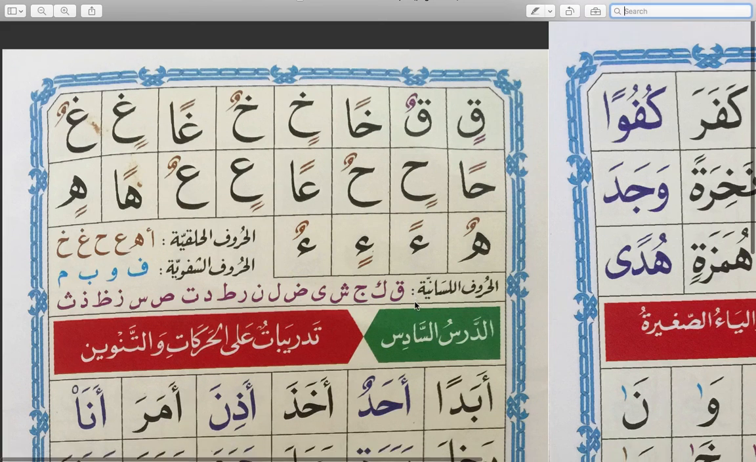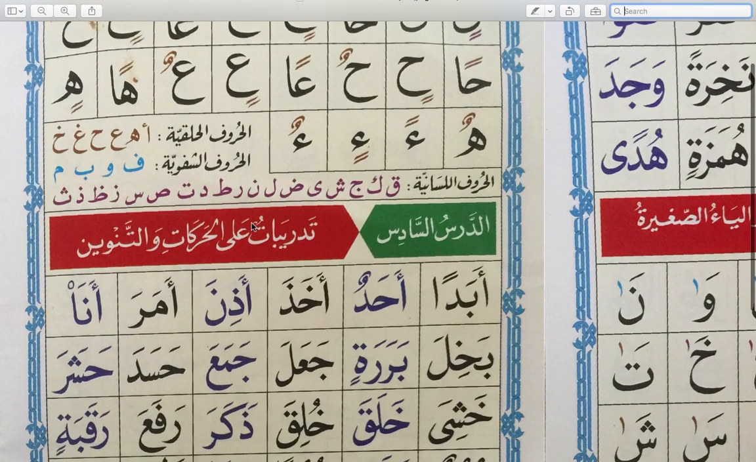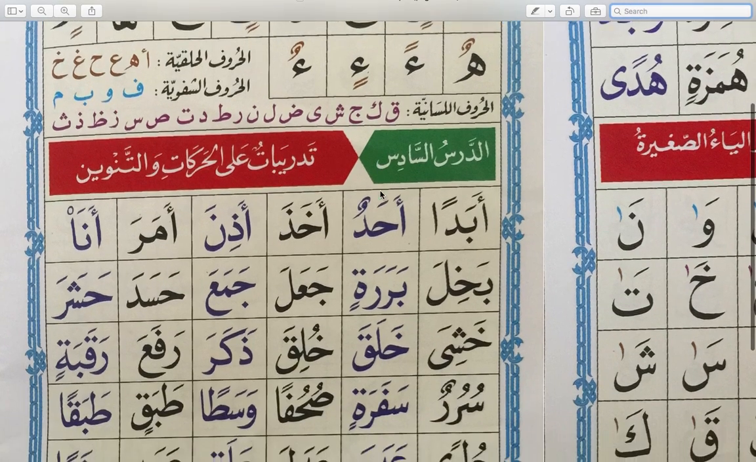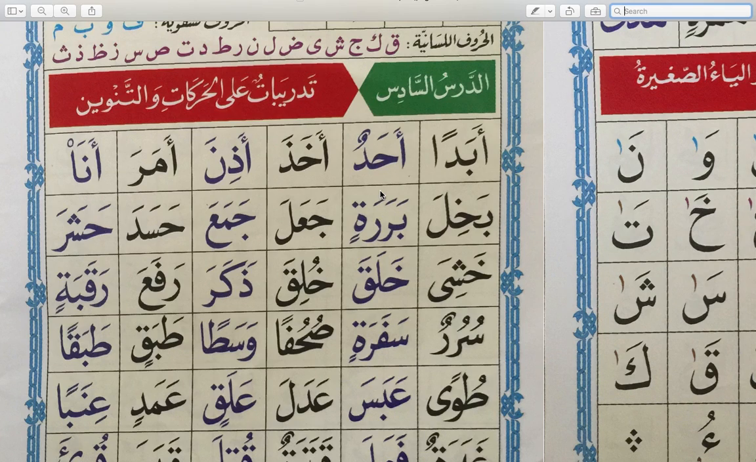So we're going to go into the next lesson. You don't have to worry about memorizing these just yet. Just keep a note of these, just keep reminding yourself of these. In the next lesson, we're going to go into how to make simple words with the fatha, the kasra, the dhamma, and the fathatan, the kasratan, and the dhammatan. So that's going to be the next lesson.